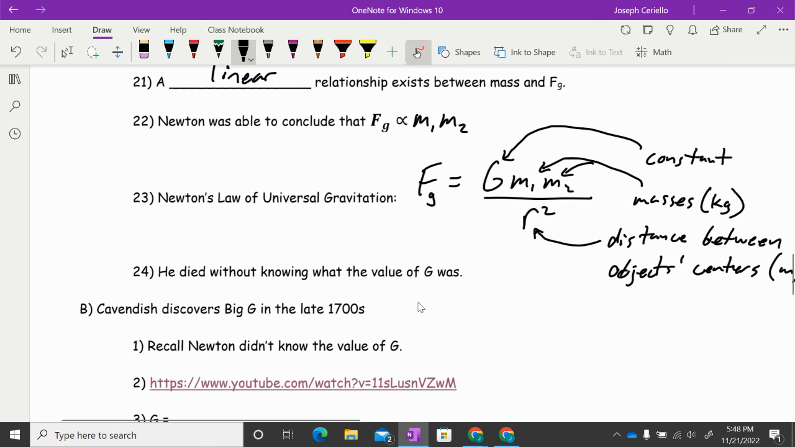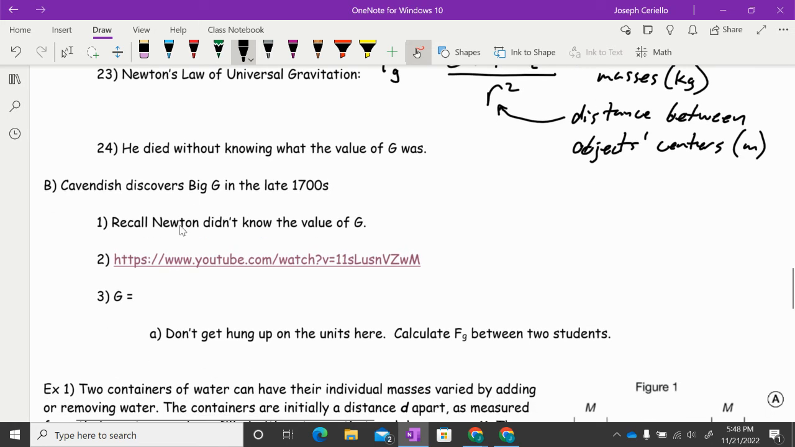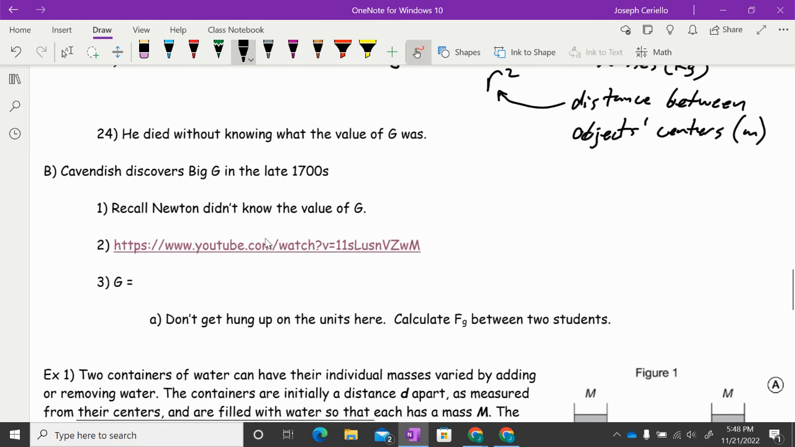So Newton knew these relationships, but he could not calculate G. It wasn't until Cavendish, in maybe the 1700s or so, did an experiment where he could calculate G. His experiment is absolutely fascinating, the fact that it works. If you check out this video here, someone actually did it in a physics classroom. Real easy setup. Now, quantifying it's a little more challenging, but at least seeing the effects is pretty neat.